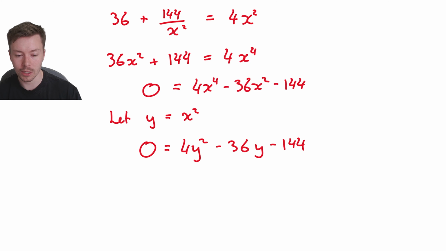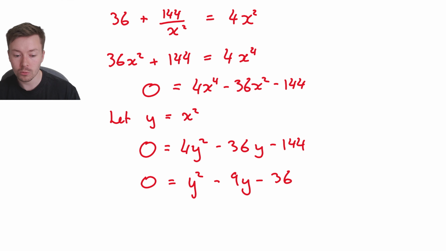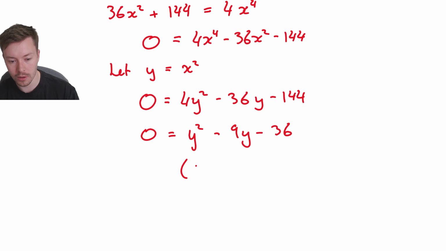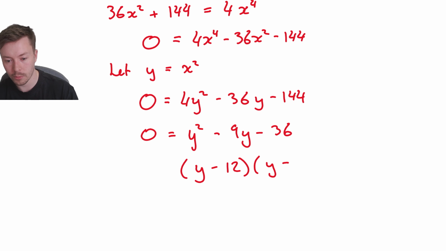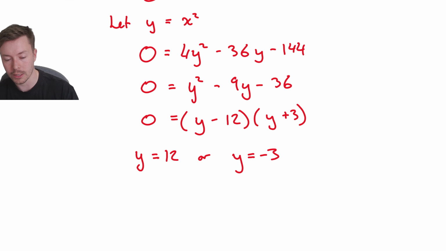Okay, now the next thing we need to do is divide this all by 4, because these are all multiples of 4, so that's going to make my life a lot easier. Or you could of course use the quadratic formula. So dividing everything by 4, I get y squared minus 9y minus 36. Now this is quite nice, so I can factorise it. So in brackets y minus 12, and then y plus 3 is equal to 0. Okay, so that gives me solutions of y is equal to 12, or y is equal to negative 3.